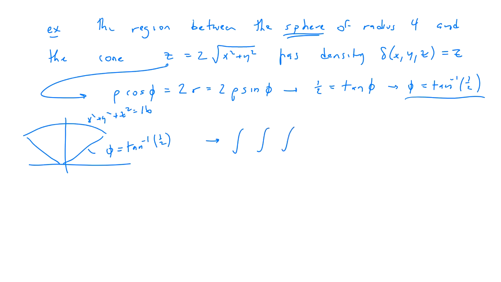Okay. So I rewrite the z: rho cosine phi. I get the thing that's always there for spherical, the rho squared sine of phi. And now again, work our way out. So what would be the limits for rho?